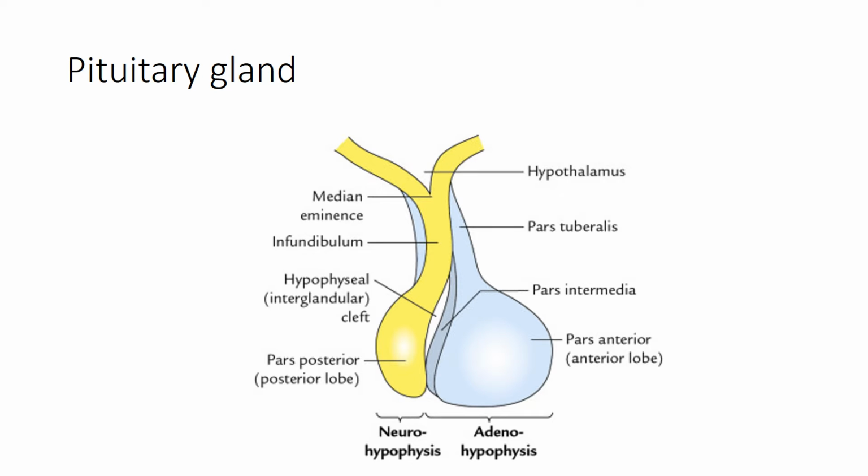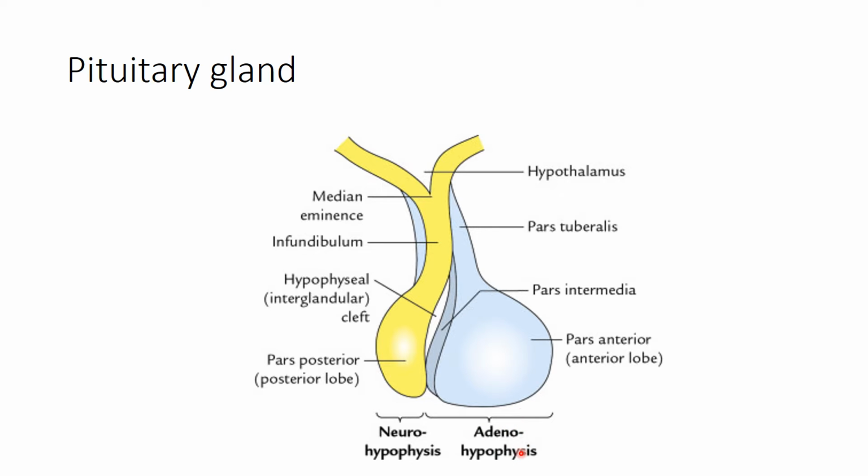Before studying the development of the pituitary gland, let us see the gross appearance of the pituitary gland, which is fully developed. Here is the anterior aspect of the pituitary gland. Here is the posterior aspect of the pituitary gland. This is the superior and inferior aspects. It has two main parts called adenohypophysis present anteriorly and neurohypophysis present posteriorly.